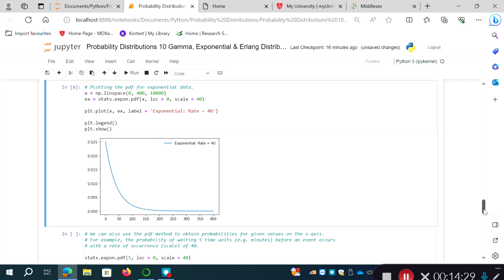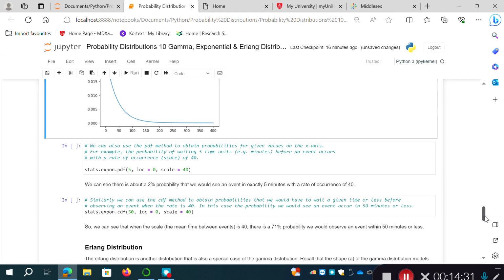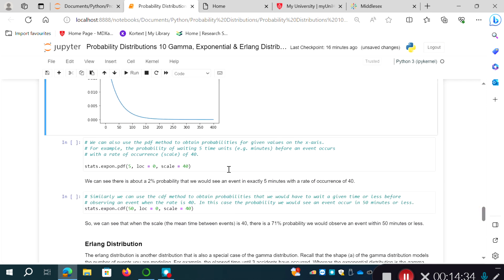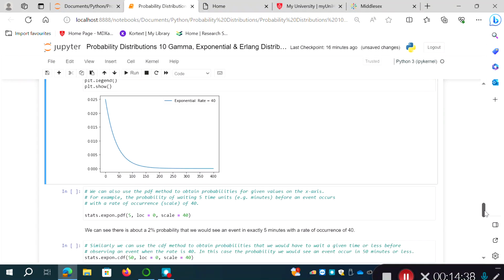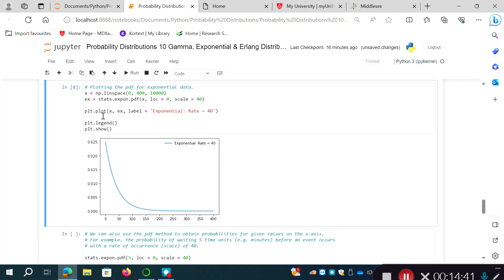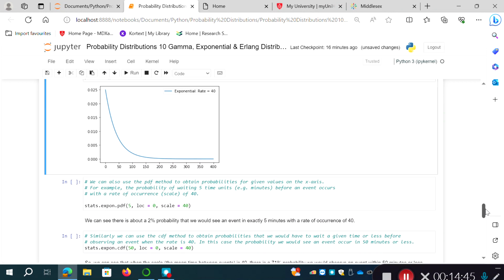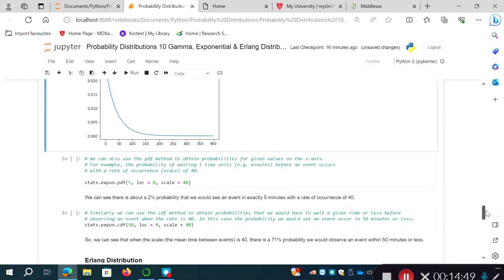Okay, so we've just plotted the PDF there, but we could use the PDF method and specify, rather than passing a vector of values to it, a single value and return a probability for us. So we can obtain the probability for a given value on the x-axis. So for example, if we want the probability of waiting 5 time units before an event occurs with a rate of occurrence, a scale of 40, essentially.